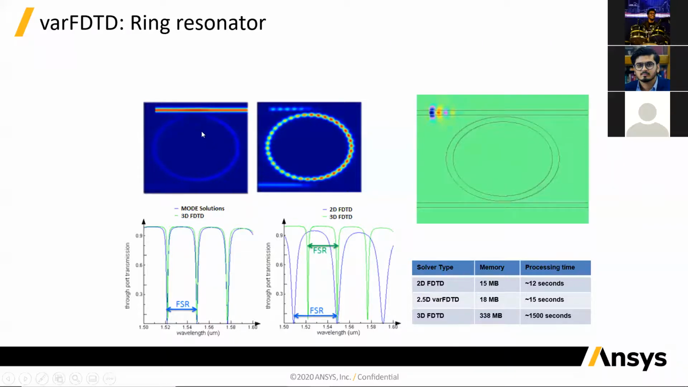The ring resonator is a big structure here. If you want to do a 3D FDTD simulation, it will take a long time to run and a lot of resources. Using varFDTD, since the waveguide geometry is a planar structure with a certain thickness, varFDTD will calculate the index of the slab mode for you, and then it'll automatically run a 2D FDTD simulation instead of a 3D one.